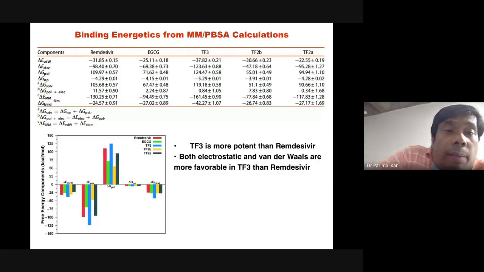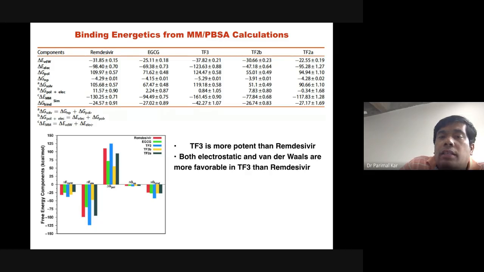So now the main thing is that Remdesivir binds to this protein, and the binding affinity is minus 24.6 kcal per mole. Now, is it possible that any of the natural polyphenols can bind to RdRp with a better binding affinity than Remdesivir? Well, if you look at it, you can see that EGCG, TF3, TF2B, and TF2A, they all are performing better than Remdesivir. And TF3 is the most potent against RdRp.